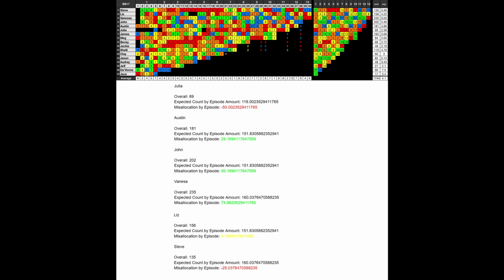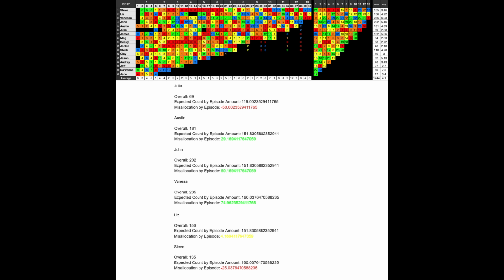Vanessa got 235 diary rooms, and her expected count by episode amount is 160, causing a 74.96 misallocation, and that makes sense since she was the main strategist, personality, and narrator of the season. Liz got 156 diary rooms, and her expected count by episode amount is 151.83, causing a 4.16 misallocation. So her distribution regarding her diary rooms is very consistent and balanced.